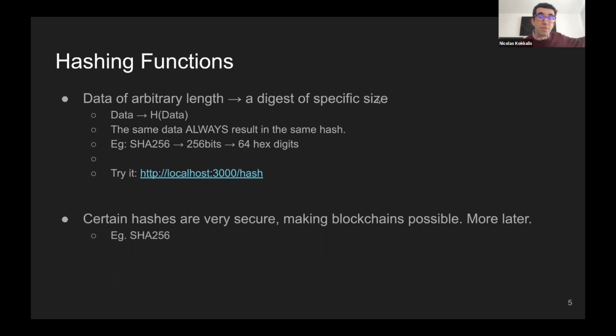The data could be an entire video file that is giant. The hash is still the same size. So the function gets data and produces hash of those data. And an important property of this is that the same data will always result to the same hash. And one very popular such hash function, especially used by Bitcoin, is called SHA-256. It's 256 because the resulting hash has 256 bits, which if you translate it into hexadecimal digits, then you get 64 hexadecimal digits. That's how it looks.